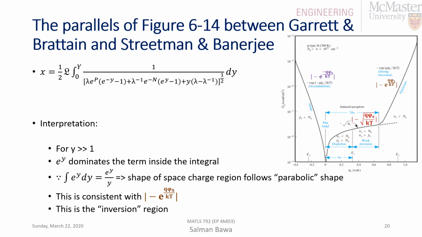Now recall that lambda is a measure of whether a semiconductor is p-type or n-type. Also note that e to the power y term is linked to lambda inverse in the expression, hence an indication of a rapid rise of minority carriers close to the surface of the semiconductor, such that the semiconductor acts as its opposite type at the surface compared to its type in the bulk. This is called the inversion region. It is very interesting to note that Garrett and Brattain concluded this without actually ever plotting the graph of figure 614 in their paper of 1955.